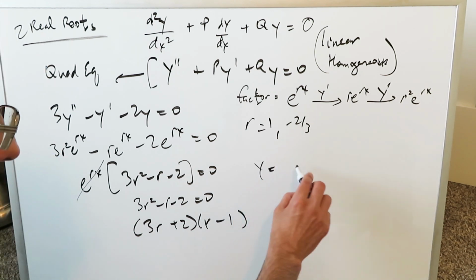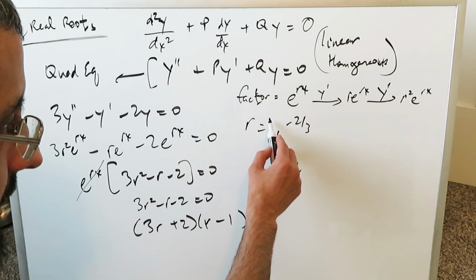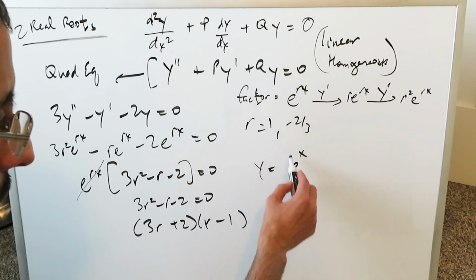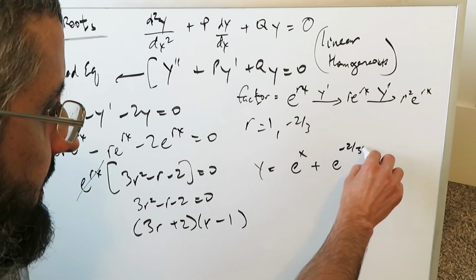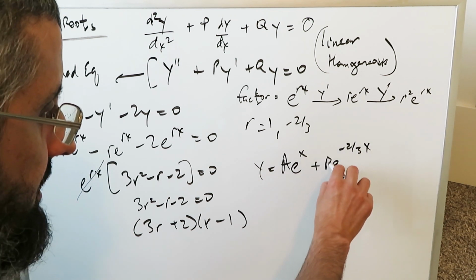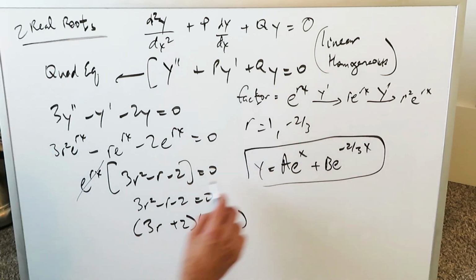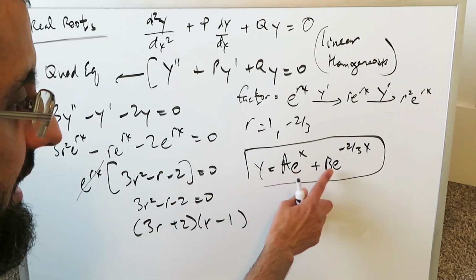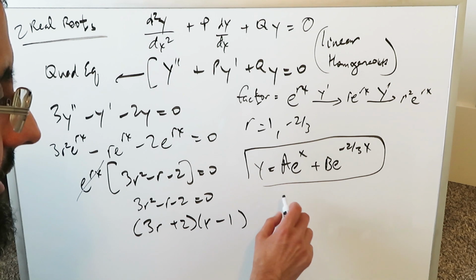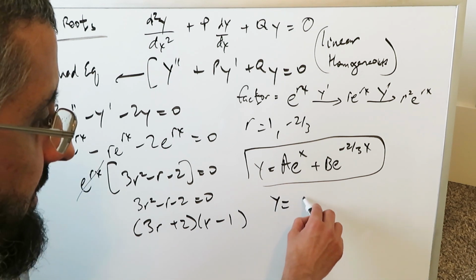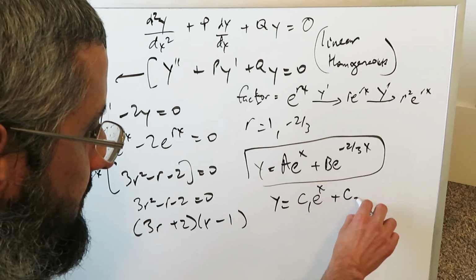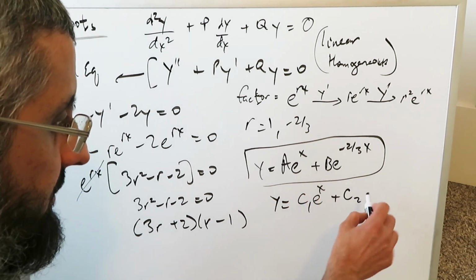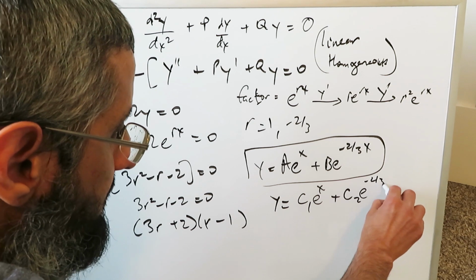Your solution here is y is equal to e to the rx, where r is equal to 1. You can just say 1x or just x, plus e to the minus 2 over 3x. You can put an a here and a b here, and that represents your answer. Remember, I'm used to using a's and b's, but someone else could use a different letter. You could have your answer presented this way: c1, your one constant, e to the power of x, plus c2, your other constant, which here is synonymous with b, e to the power of minus 2 over 3x.